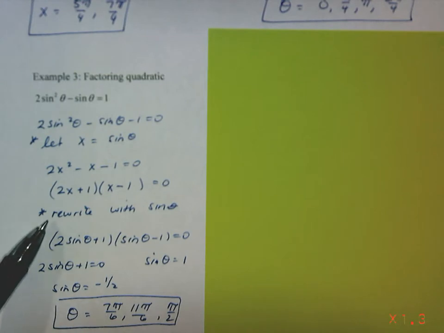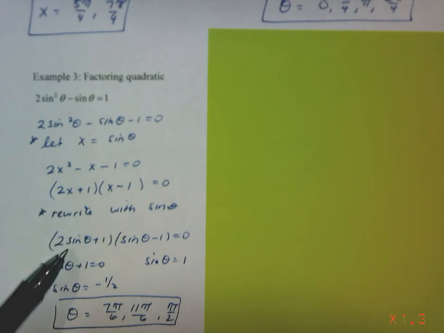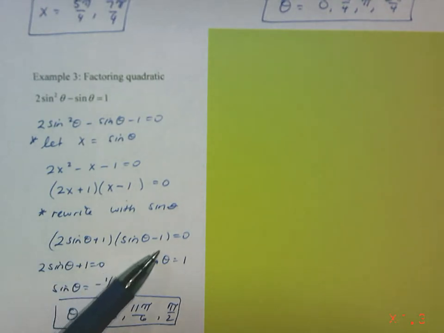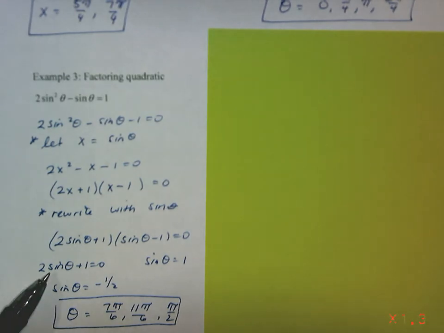Then I'm going to rewrite this equation, but instead of having x in there, I'm going to put sine back in there. So 2 sine theta plus 1 is the first factor. Sine theta minus 1 is the second factor, and they equal 0. Set the first factor equal to 0 and solve for sine. I get sine theta equals negative 1/2.